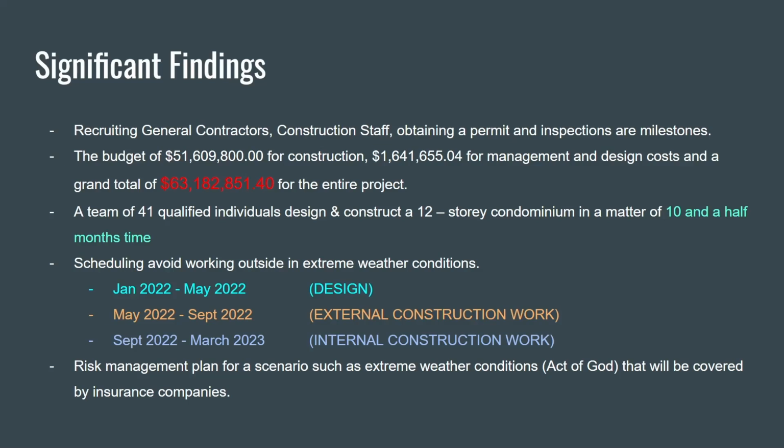And then, once September hits, they will start the internal work, and that will last all the way to March. Again, the internal work will be done inside while the winter season is going on. So this is a strategy to avoid extreme weather conditions. However, in the case of extreme weather conditions or certain acts of God, insurance companies will cover the organization.